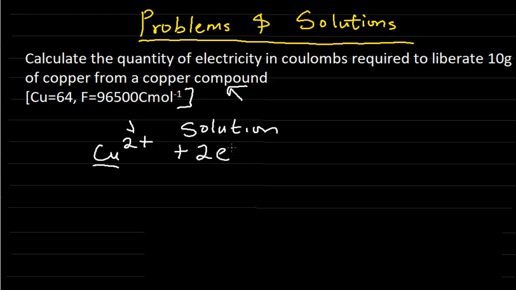So this is the number of electrons. For Cu2+ to be reduced, 2 electrons are transferred. Cu2+ receives these 2 electrons, then it is reduced to simple copper metal that doesn't have any charge. Now that will lead us to the number of Faraday. With this we can get to know the number of Faraday.